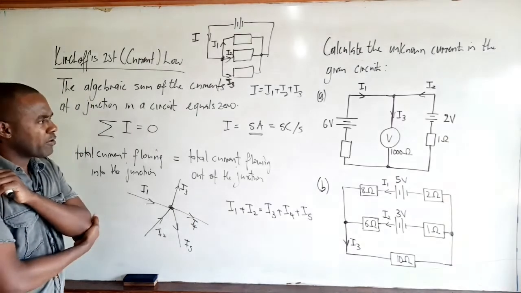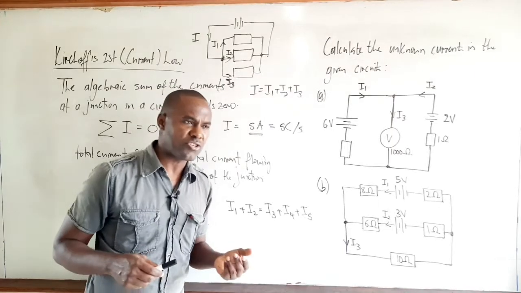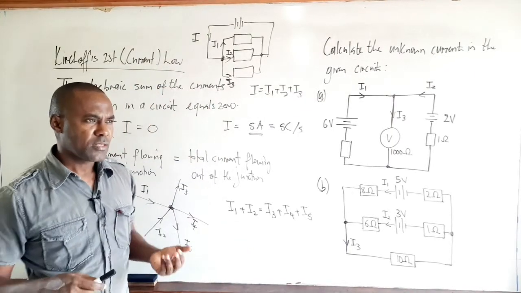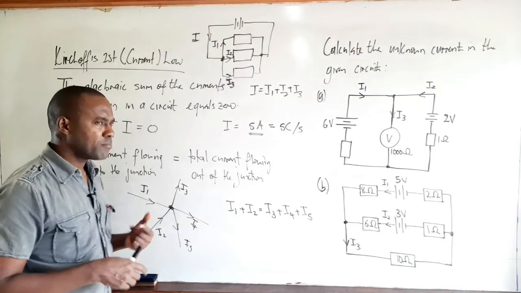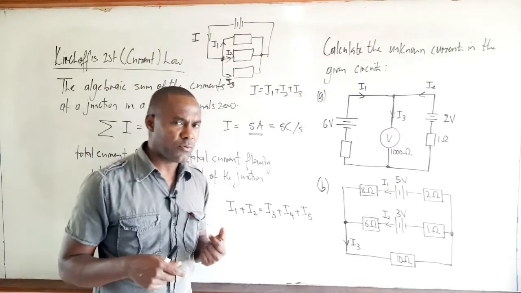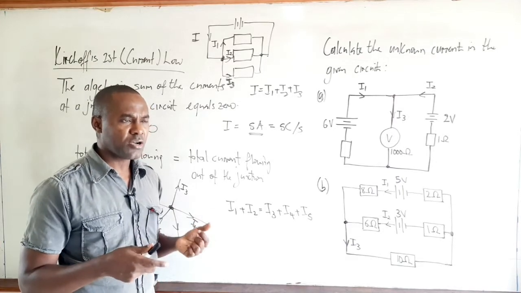Whenever there's a steady current flowing, then it means that basically charge cannot accumulate at the junction, neither can it deplete, which therefore means that the total amount of charge that flows into the junction must be equal to the total amount of charge flowing out of the junction. And we say that basically that charge is conserved.